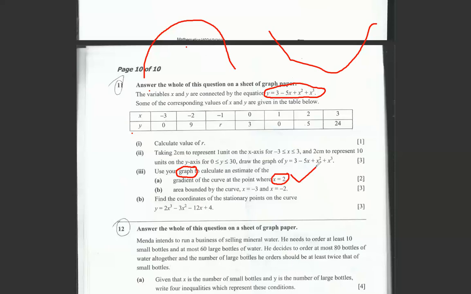So look at the question that we have. They've told us that we are finding the gradient where x is negative 2. So therefore, when you write down this question, y is equal to 3 minus 5x plus x squared plus x power 3. So what do we do here? We are going to do the dy dx. We understand how to go about it.